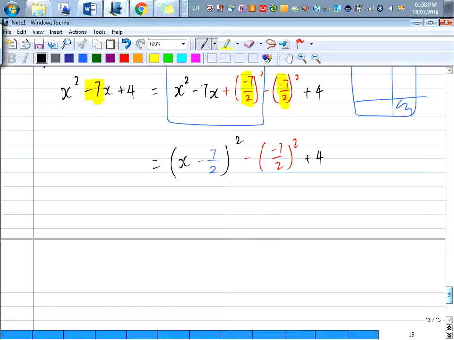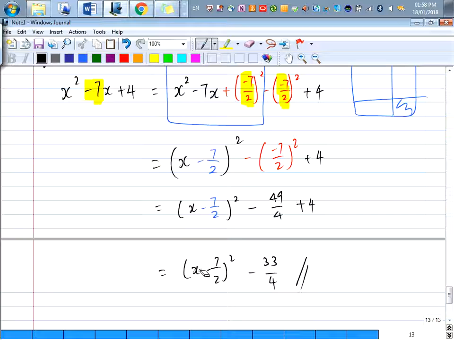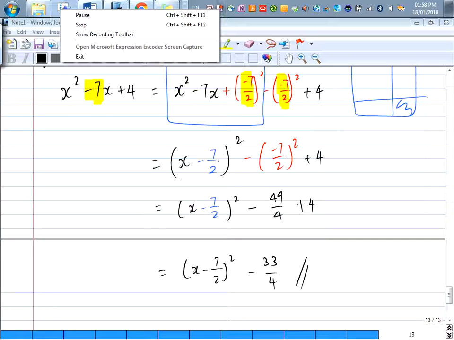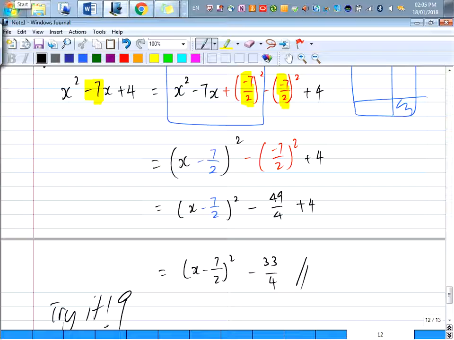So now we continue to simplify. From here on, it's just basic algebra, no problem already. Equals to x minus 7 over 2 square minus 49 over 4 plus 4. Okay, then we will get x minus 7 over 2 square minus 33 over 4. That's the answer. Okay, just simplifying only. The next part is nothing scary. The difficult part is already over.